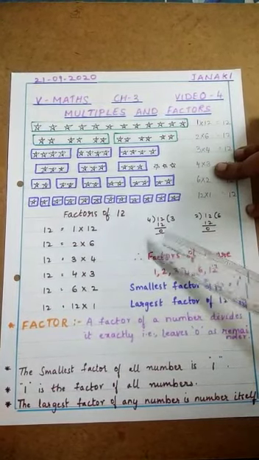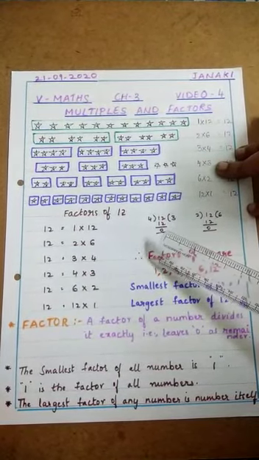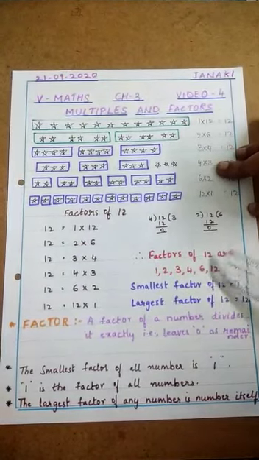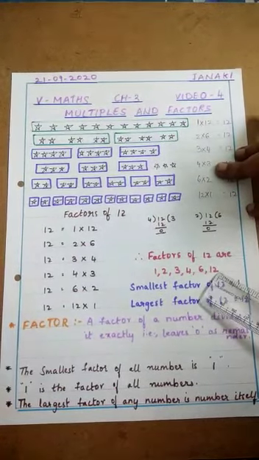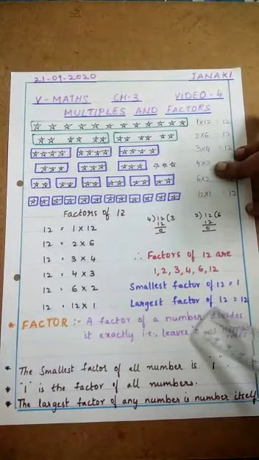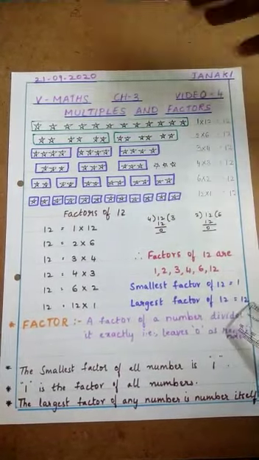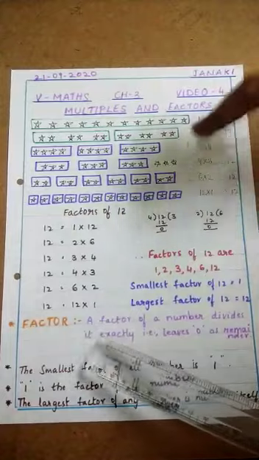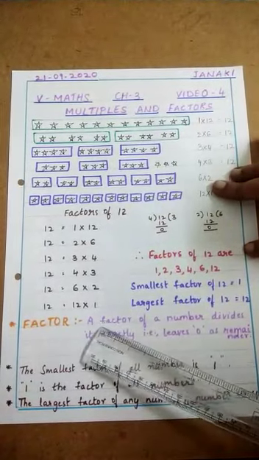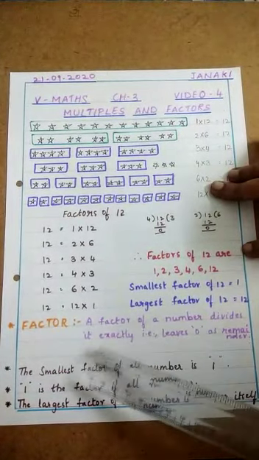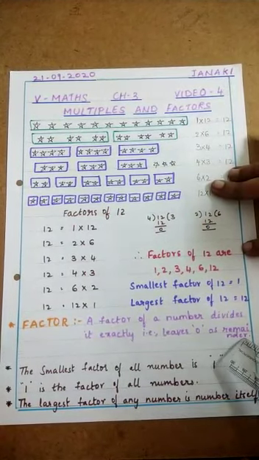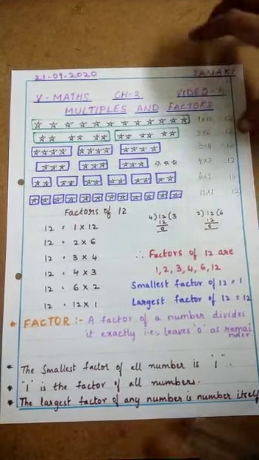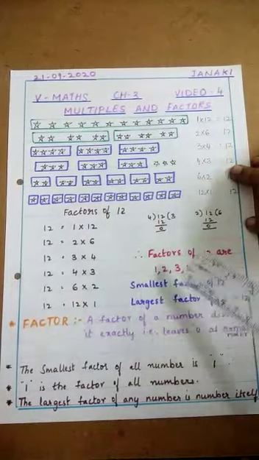And here, what is the smallest number? Factor 1. So the smallest factor of 12 is 1, and the largest one is 12. So the largest factor of 12 is 12 only. So now we have learned the definition of factor. A factor is a number which divides it exactly, that is, leaves 0 as the remainder. So that is the definition of factor. You have to learn it by heart.